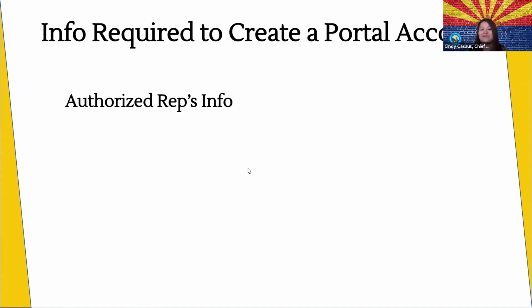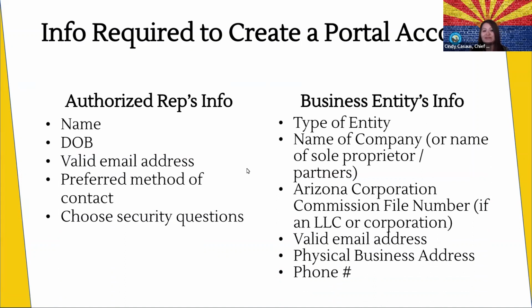You'll need your authorized representative's information, which includes their full name, date of birth, and valid email address. Can't emphasize that enough. Make sure it's an address that is checked regularly. And as you see with different inboxes, oftentimes there is a junk inbox or promotions. Be sure that you're checking those areas if we are sending you emails. Preferred method of contact, and then you'll need to choose some security questions as you get ready to set up your portal account.